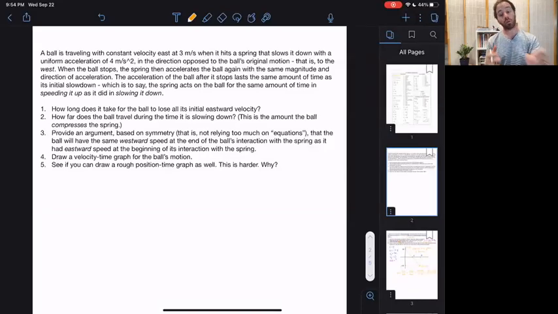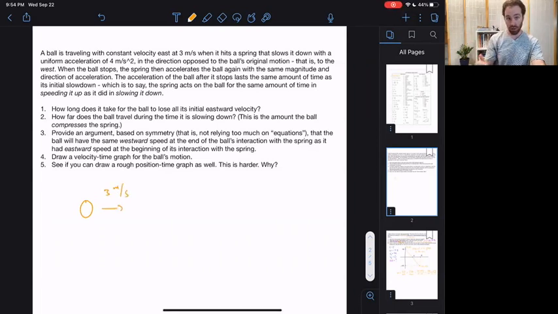Okay, now we're going to talk about another constant acceleration problem. This one is going to deal not with vertical motion, which has a constant acceleration of negative 9.8 meters per second squared, but we're going to be dealing with sideways motion, in which you can have a little bit more customization. A ball is traveling with constant velocity east at 3 meters per second, so it's going this way.